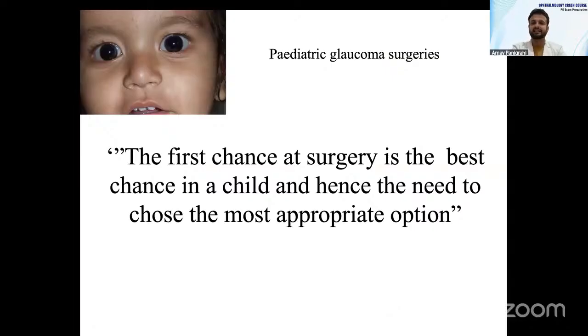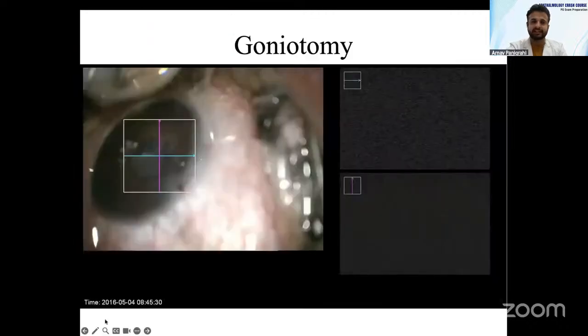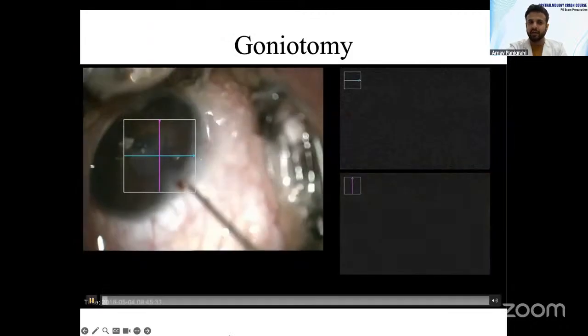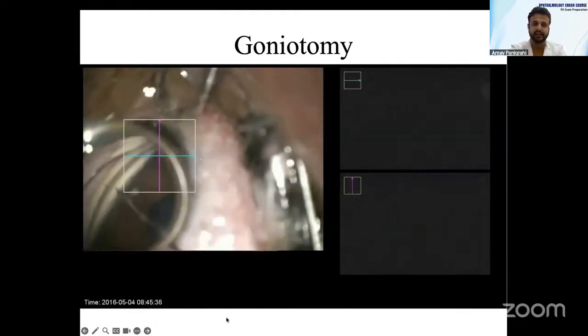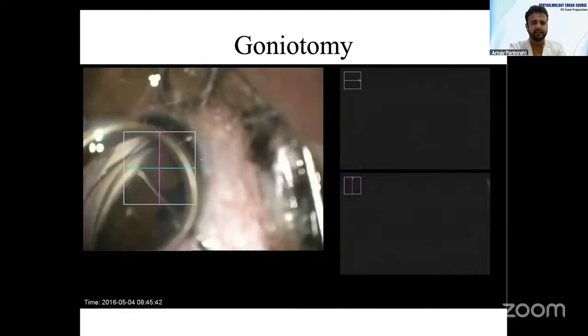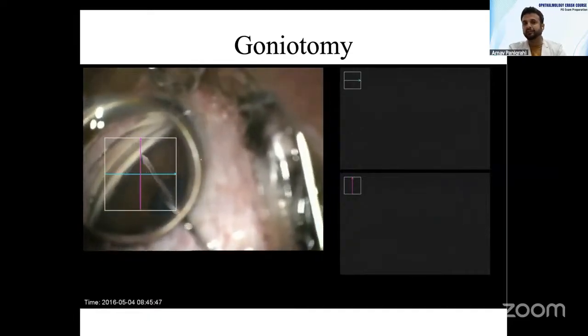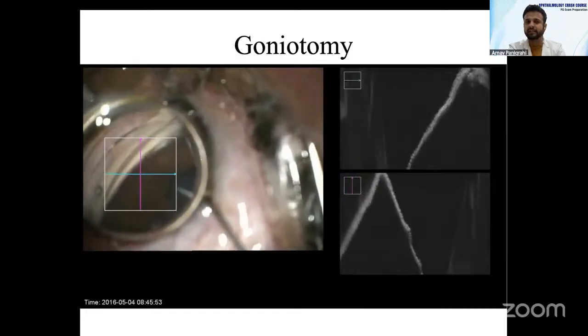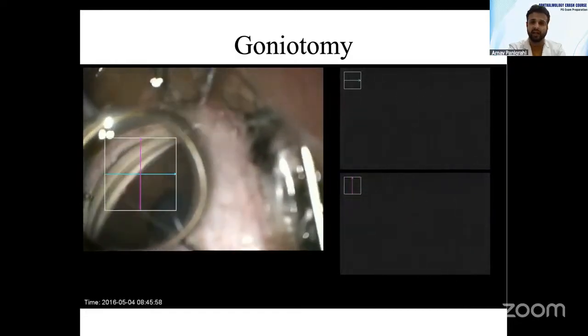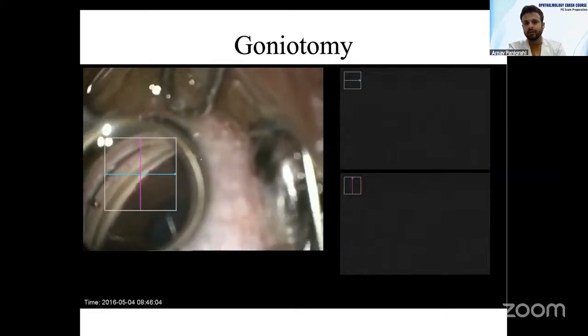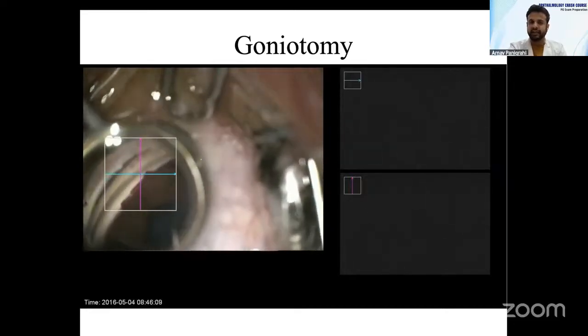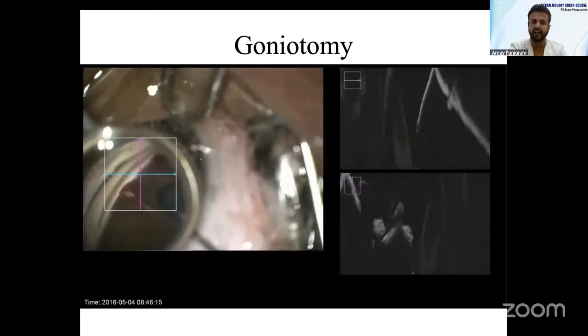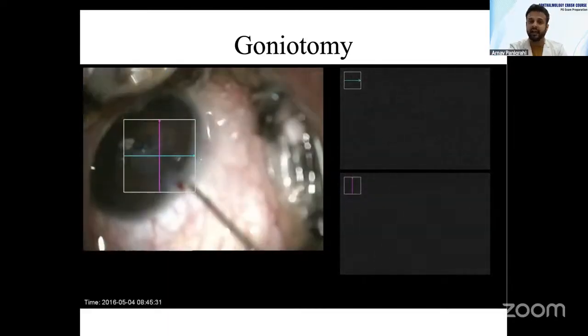The first chance at surgery is the best chance in a child, and hence we need to choose the most appropriate surgery. So what are our surgical options? We can either treat the angle, which are angle surgeries. So this is the goniotomy where we incise the angle and just reduce the resistance. It is said that incising the angle recruits more and more collector channels, and the angle may start to behave completely normal like it used to before. So goniotomy typically involves treating 120 degree to 150 degree of the angle. What if we can treat the whole of the angle?